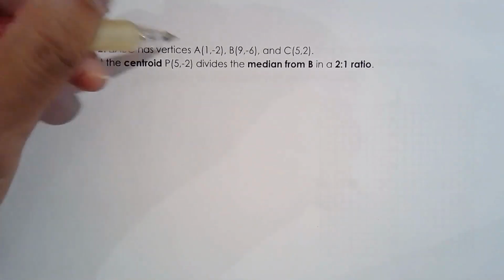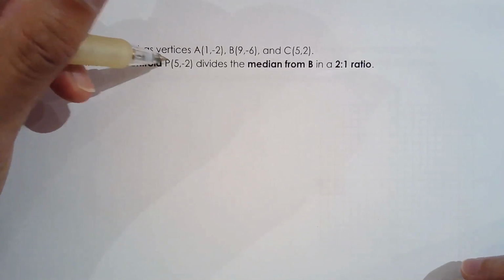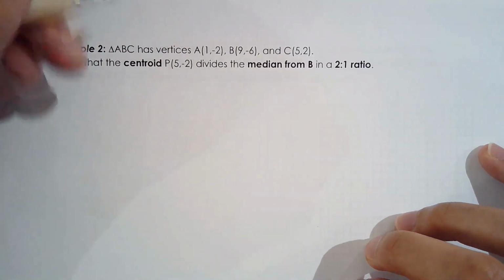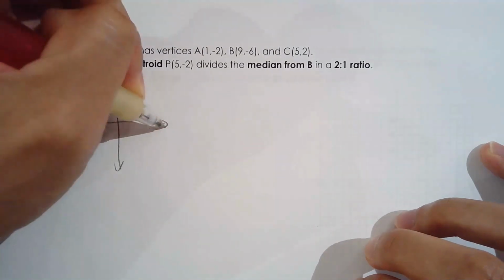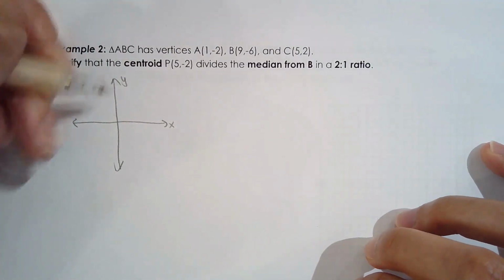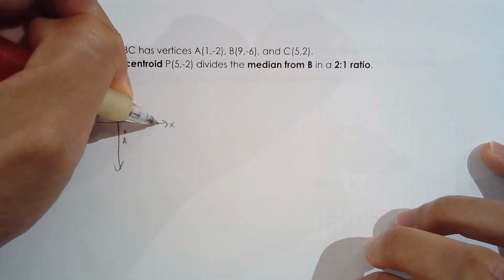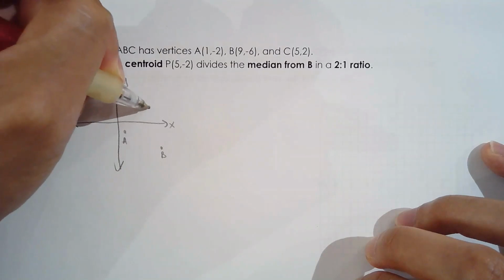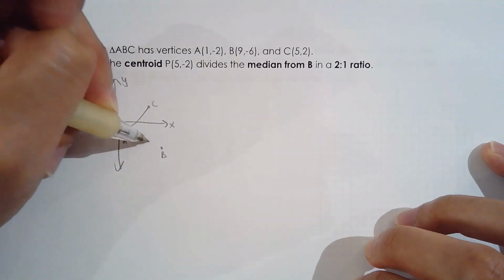Verify, so you have triangle ABC, verify that the centroid P (5, -2) divides a median from B in a 2-to-1 ratio. Okay, so let's draw a picture. On the test, it's up to you. If you don't want a picture, don't give yourself a picture. And as I'm plotting these points, I realize, wait a minute. This is the same triangle as we worked with in example 1.